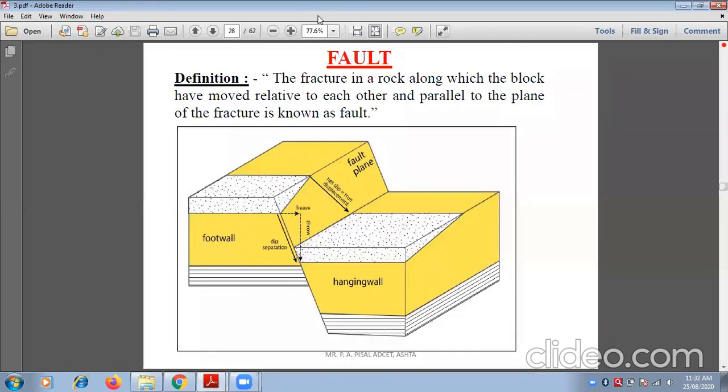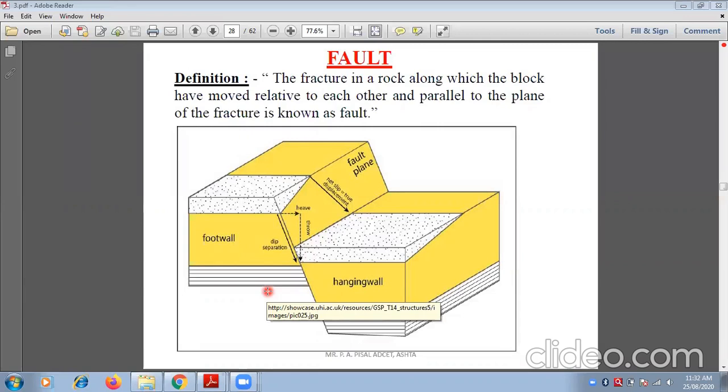Now look here, this block is considered as a hanging wall and this block is considered as a footwall. Hanging wall and footwall. Now can anybody tell the meaning of footwall and hanging wall? These are the two separated blocks. One block is considered as a footwall and one block is considered as a hanging wall.